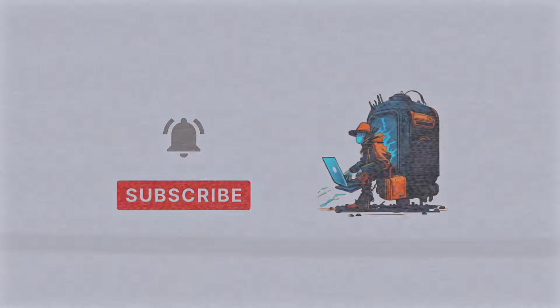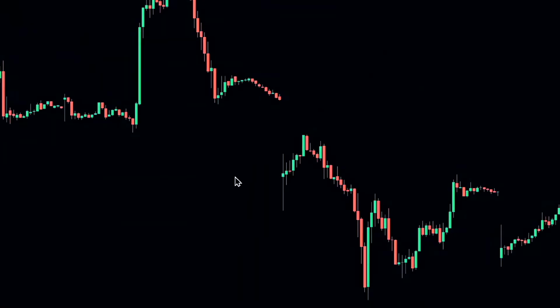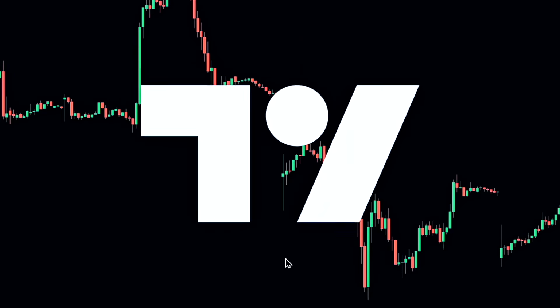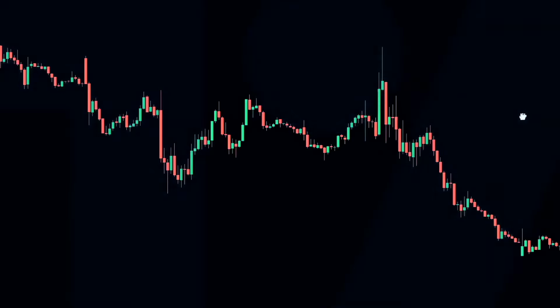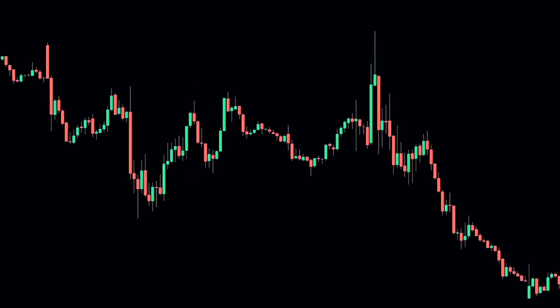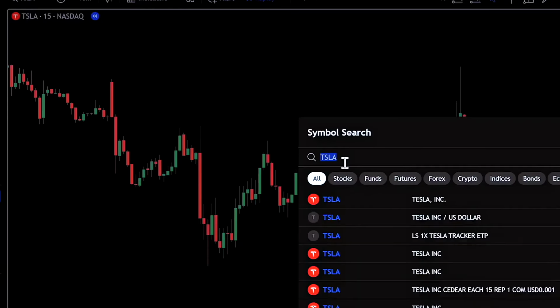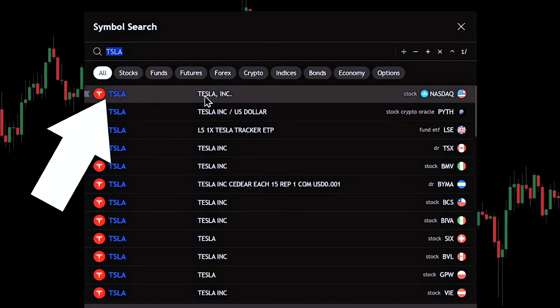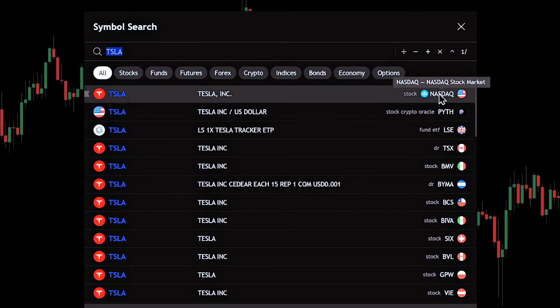Let's get it started. To use this indicator, head over to TradingView, the platform I'm using for this demo. If you don't have an account yet, I'll drop a link in the description below so you can sign up. For this example, I'm pulling up Tesla's stock, or TSLA, on the NASDAQ using the 15-minute chart.